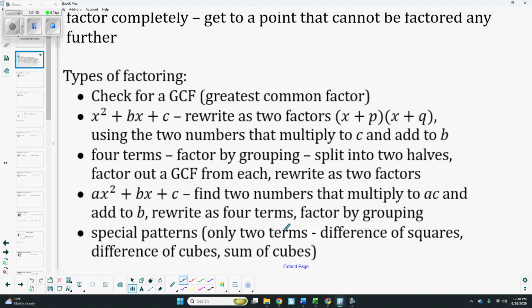And then there's some special patterns, which are only 2 terms. And we're going to have 3 of those. You already learned about the difference of squares, or difference of 2 squares. Now we're going to talk about difference of cubes and sum of cubes.